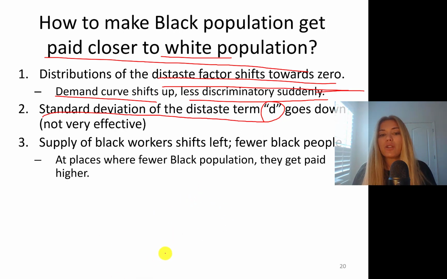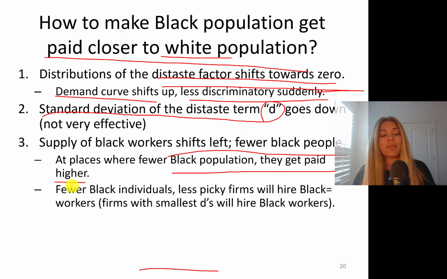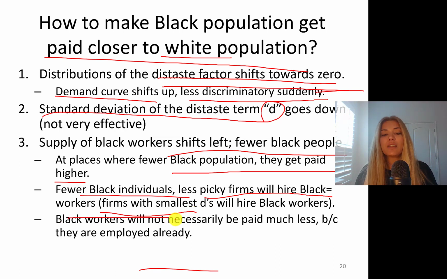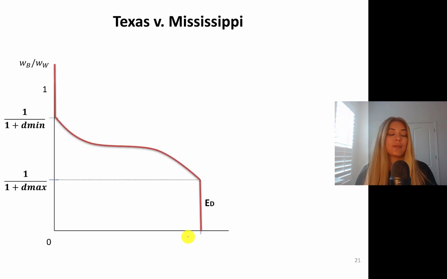The supply of black workers shifts to the left, so there are fewer black individuals in an area. At places with a smaller black population, these individuals get paid higher. With fewer black individuals, less picky, less discriminatory firms will hire black workers. So you're going to see firms with less racist discrimination hire black workers. Black workers will not necessarily be paid much less because they are employed already.